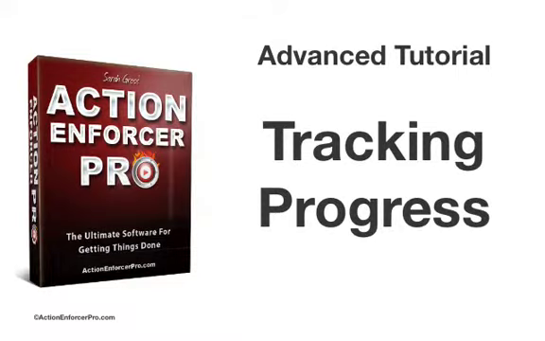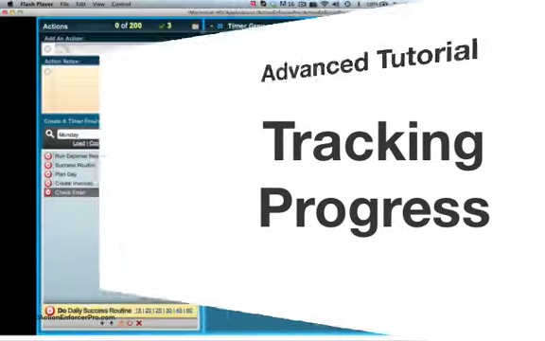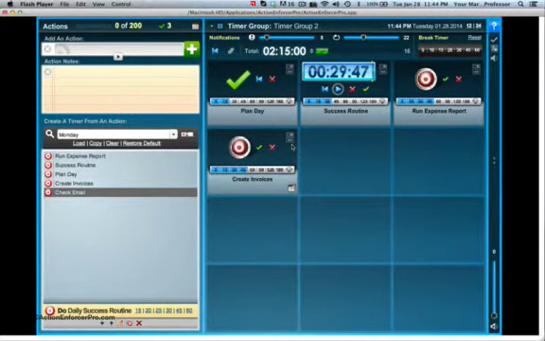Action Enforcer Pro contains a simple report feature that automatically tabulates useful data as you use it. You can then review the data to get a crystal clear picture of how and where you're spending your valuable time. So how is this report data generated?